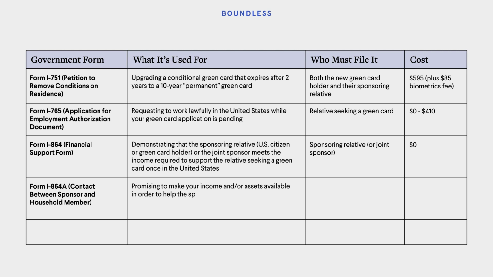Form I-864A, Contract Between Sponsor and Household Member. This form states that the sponsoring relative's household member promises to make their income and/or assets available in order to help the sponsoring relative meet the income requirement. It is filed by the sponsoring relative's household member and will cost $0.